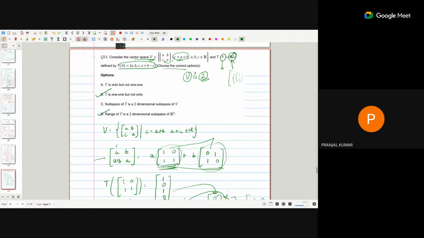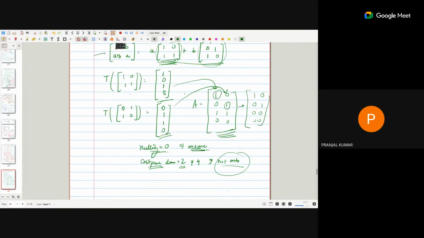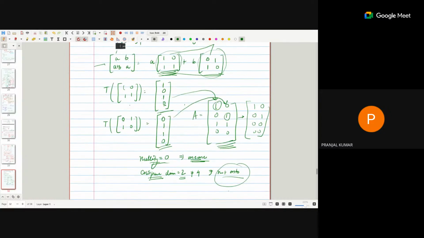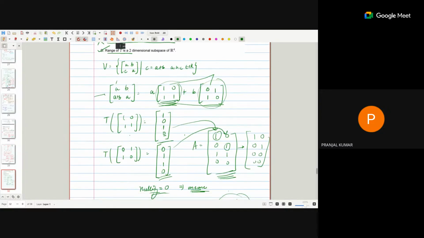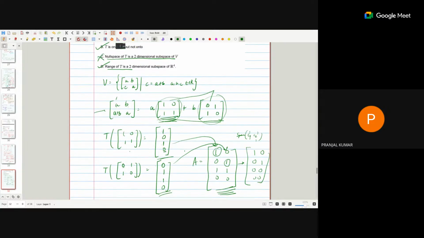And now there are a few more options. You can see that nullity is 0 here, but it says the null space of T is a two-dimensional subspace, so this is wrong. And this is wrong. What about this, the range of T? Now the range is the span of the independent columns present in it. So how many independent columns are there? 2. So the span of C1, C2. So the range of T is a two-dimensional subspace of R4. Is it true? Yes or no? Yes. Okay, so it is true.